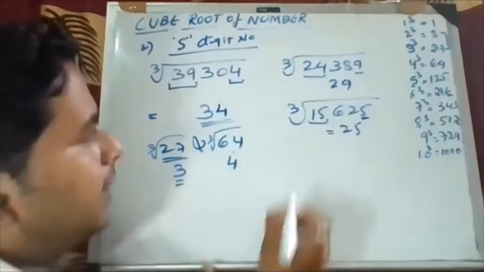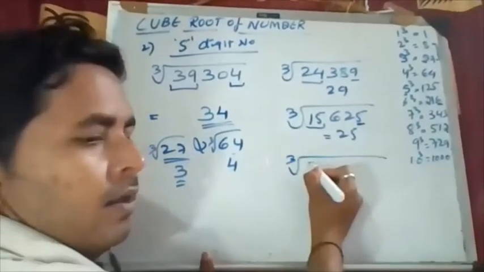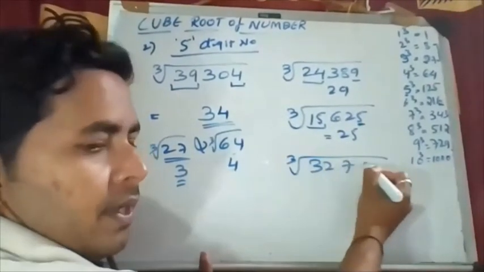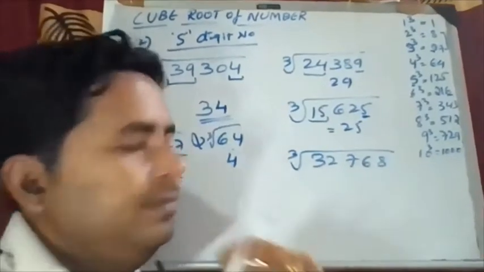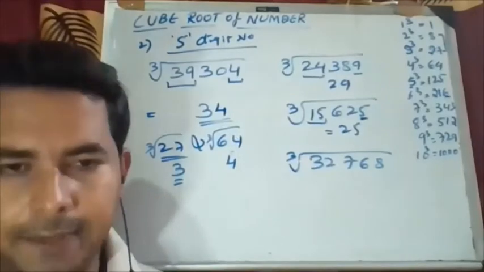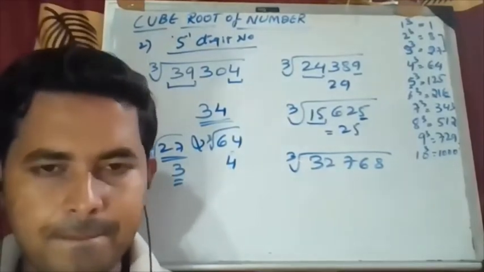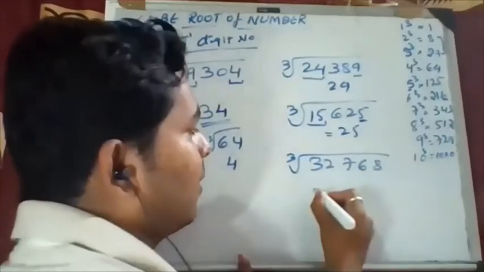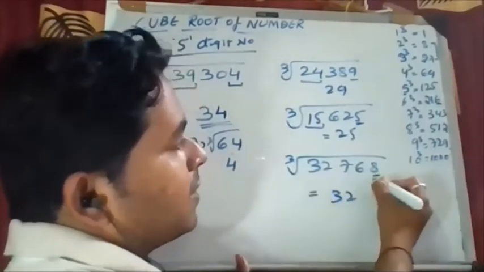And give me the answer of this one. 32768. Give me the answer of 32768. You will get a 32 here because 2 is the last digit.